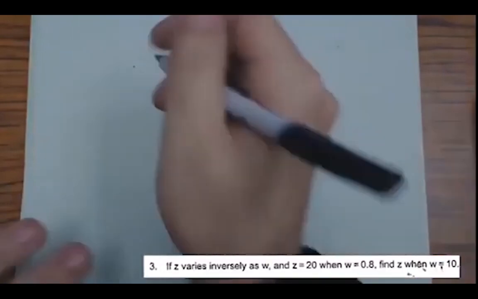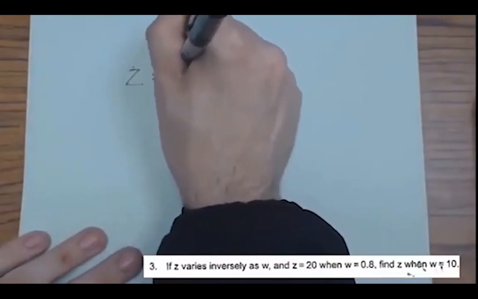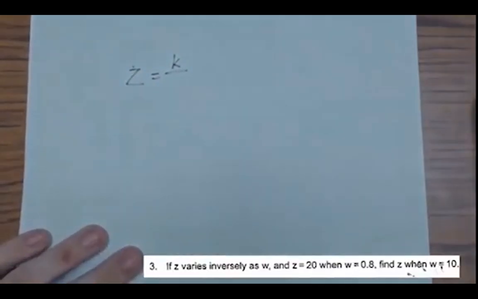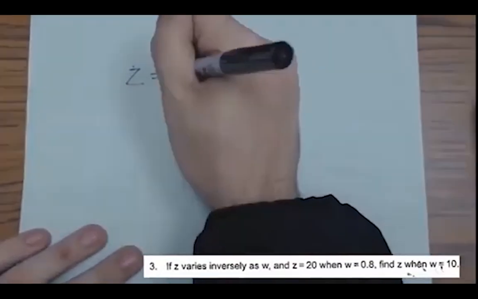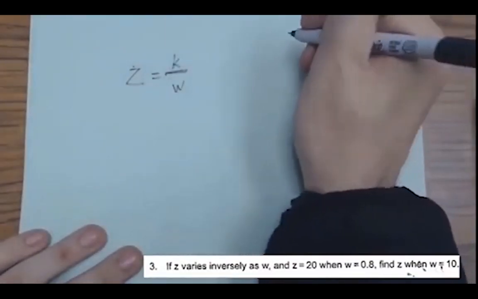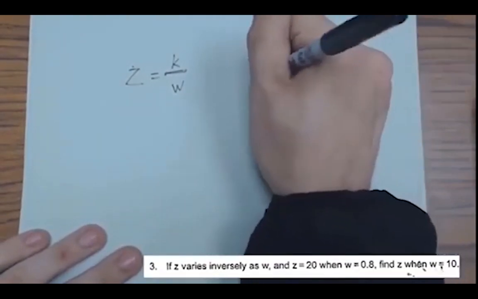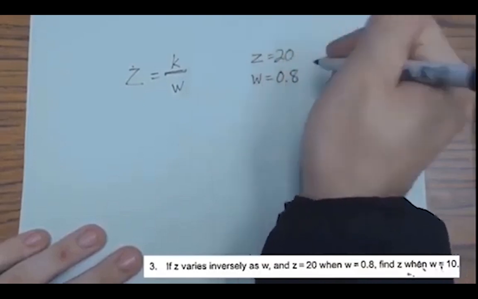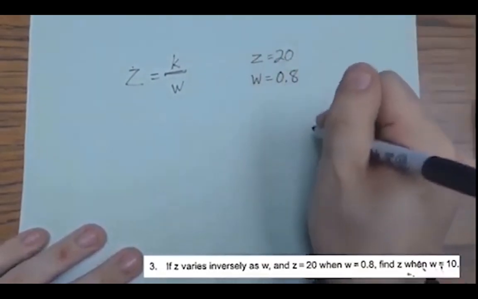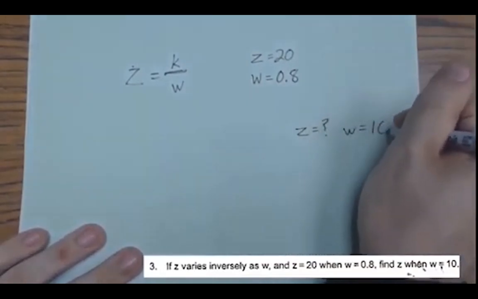First, a translation. Z varies inversely. So instead of multiplying after k, we're going to divide after k. Inversely as w. And z equals 20 when w equals 0.8. And then we're going to find z when w equals 10.